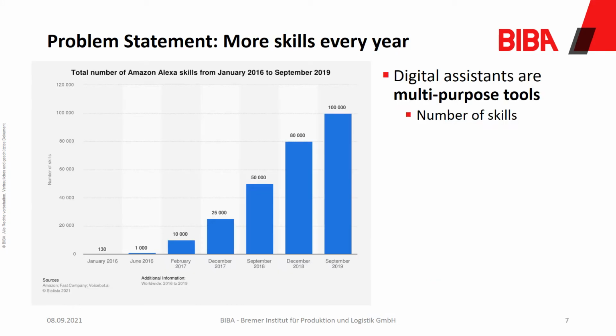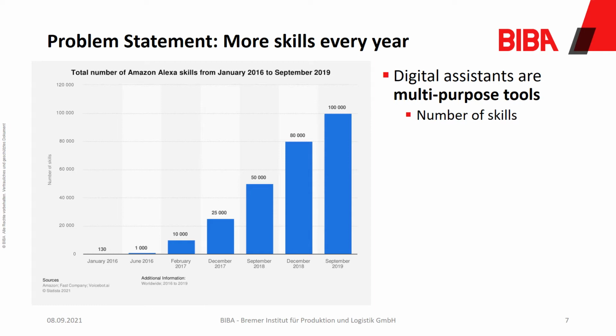The second aspect of our problem statement is the fact that digital assistants are multi-purpose tools, and as such they share a burden with general computers. So a general computer you can use for a lot of things. Similarly, you can also use a smartphone for different things. It depends on the apps and the software that you install on the device that make it useful.